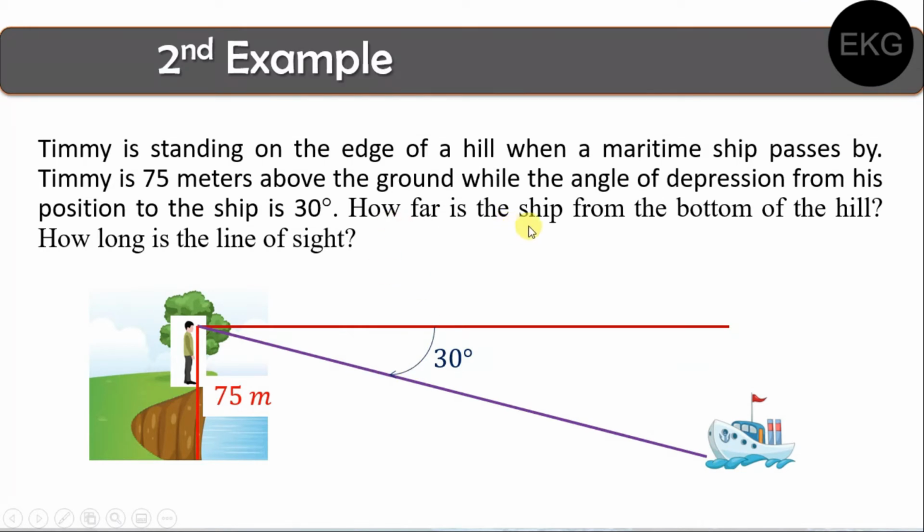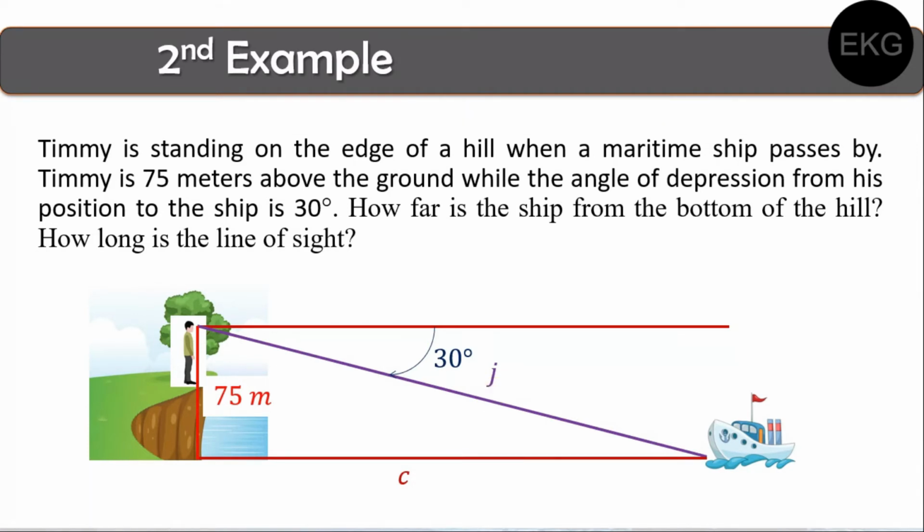Now, how far is the ship from the bottom of the hill? So, gaano kalayo itong ship na to to the bottom of the hill? So, let's represent it by the small letter C. Then, second is, how long is the line of sight? Gaano kahaba itong linya na to, yung line of sight, connecting the eye of the observer to the object. So, let's represent it with a small letter J. Okay?